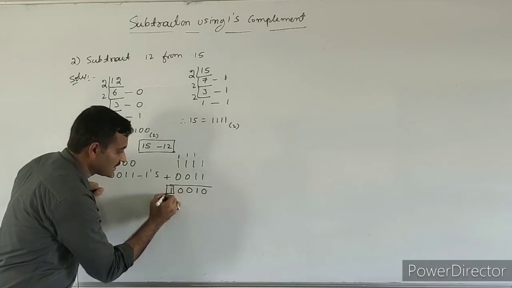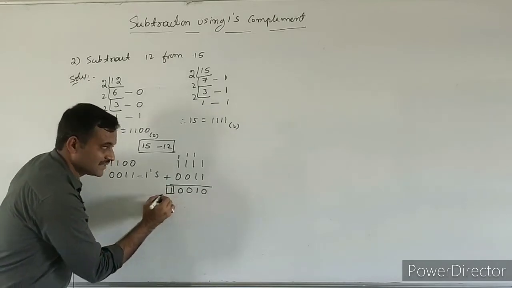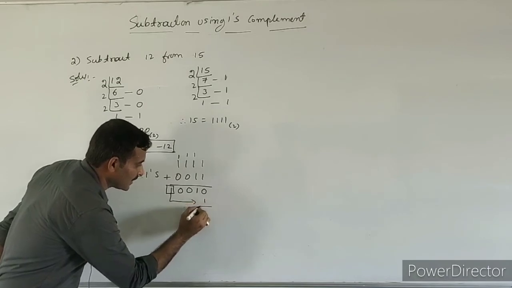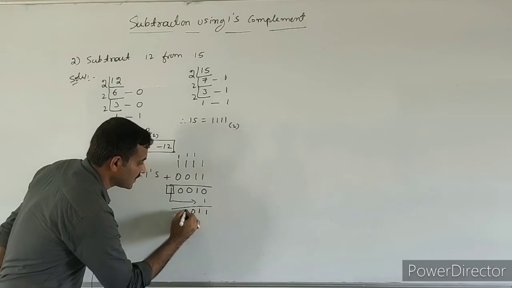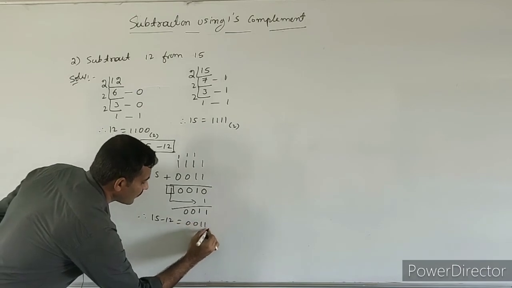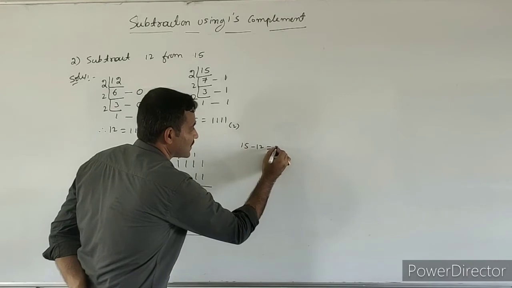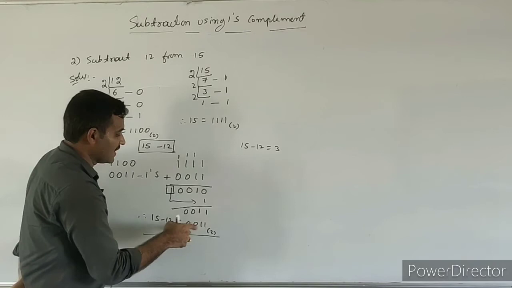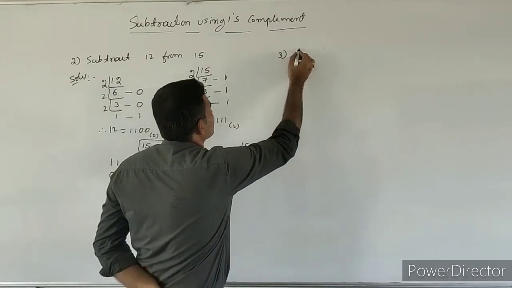Here carry is generated. This is called end around carry. If carry is generated, see step 3, case 1: add it to the least significant bit. That is 1 1 0 0. Therefore, 15 minus 12 is equal to 0 0 1 1 in binary, which is 3. So 1 1 is binary 3. The answer is the same. Then consider one more example.